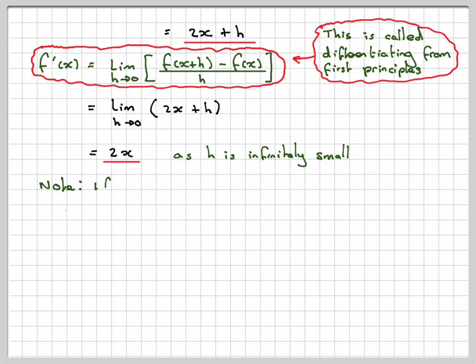So what we're saying is, if we've got f of x is equal to x squared, then the gradient function, called f dash of x, is equal to 2x.